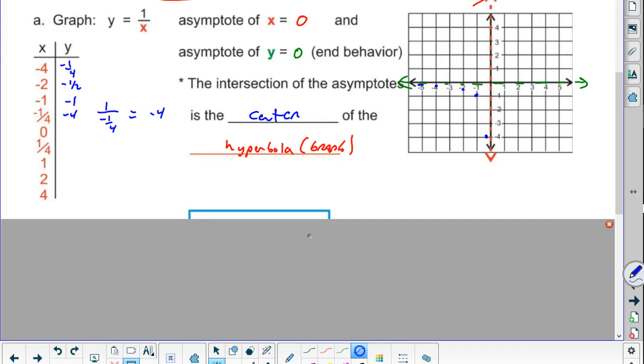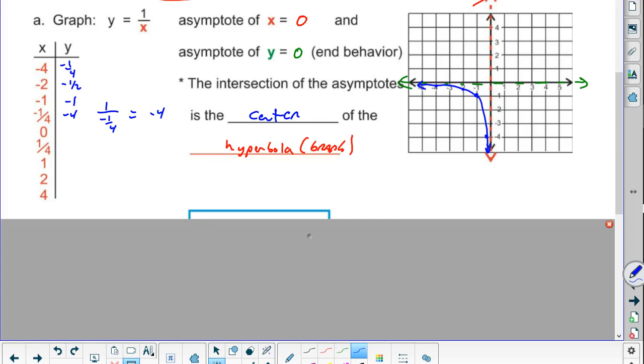So we're approaching that asymptote that way. We're coming around like this, and we're approaching that asymptote that way. That's only half the graph. Okay, that's half of it. And we've got to do the rest to figure out the rest.